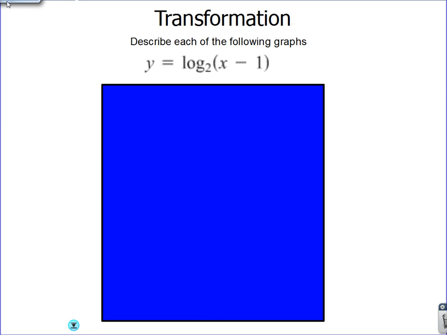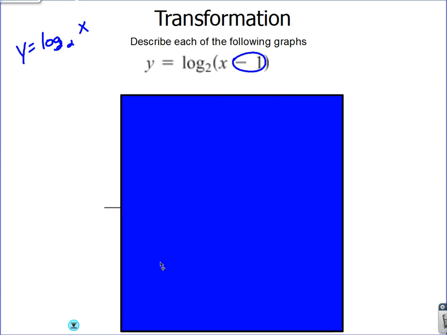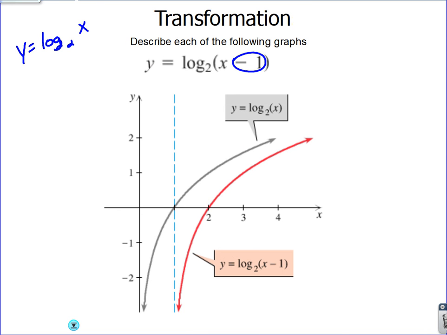Real fast, transformations. We've discussed them 1,000 times, over and over and over. The parent function of this would be y equals log base 2 of x. Again, parent function log base 2 of x. There's one transformation here. You're taking your log base 2 of x and you're shifting it where? Right. Careful, right one. Opposite. There's the two functions. That's it.